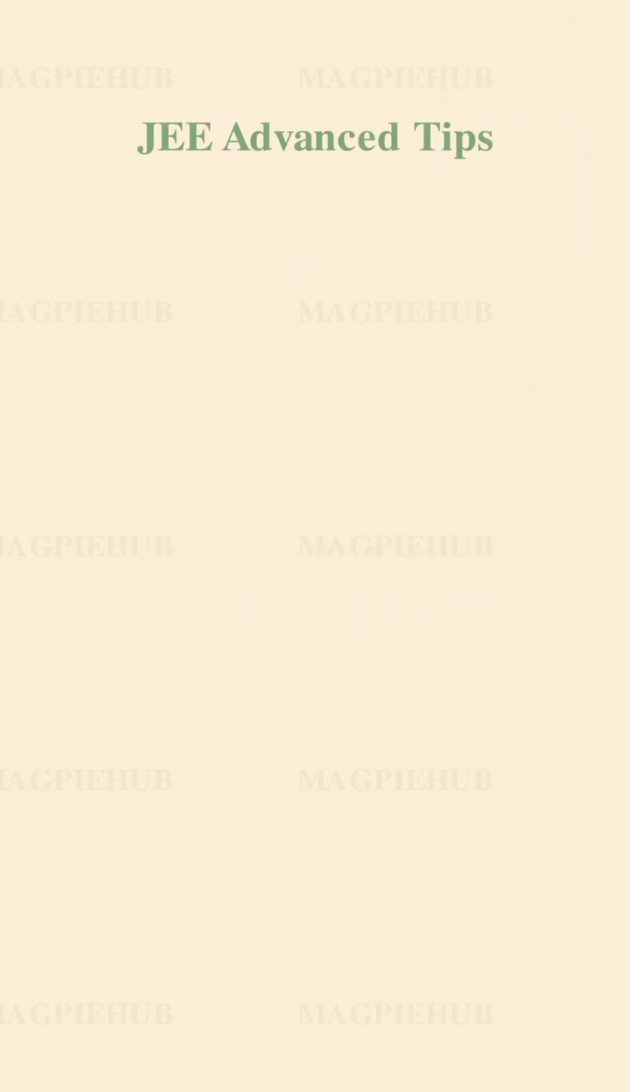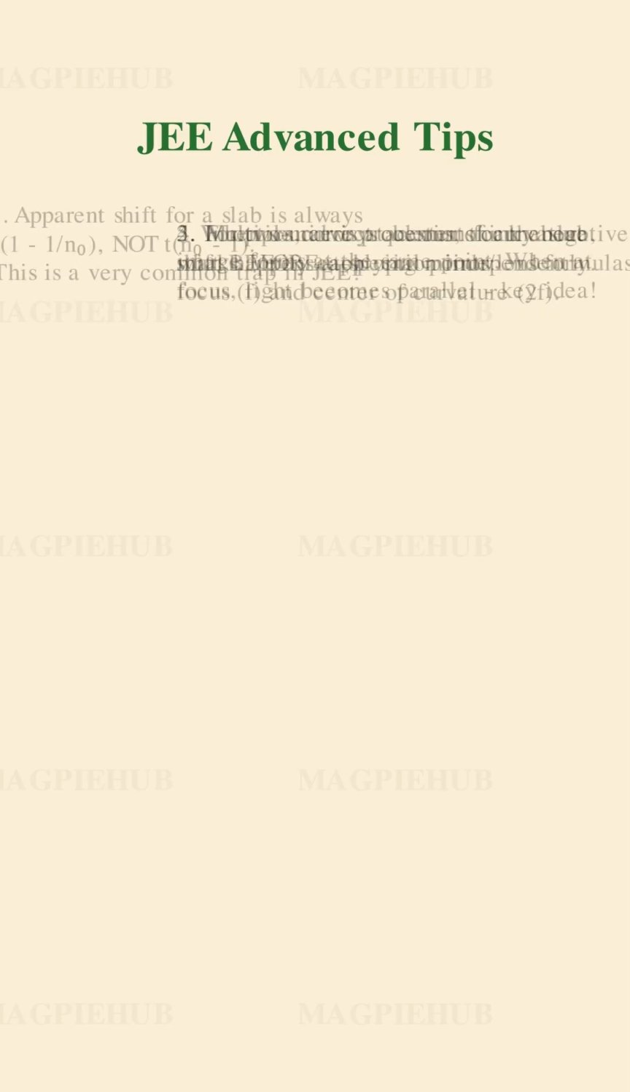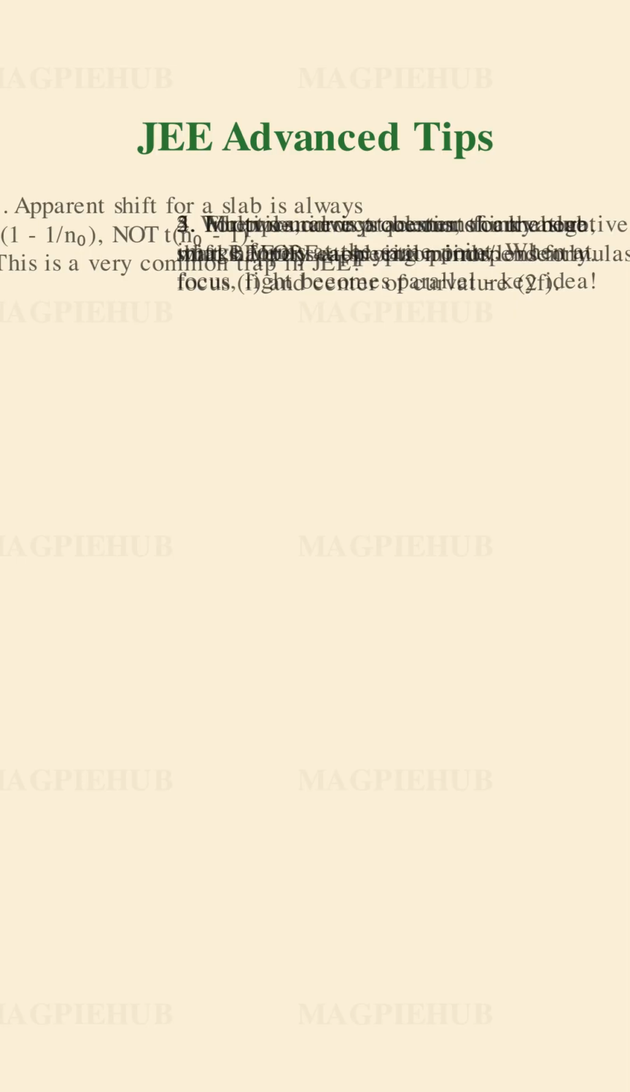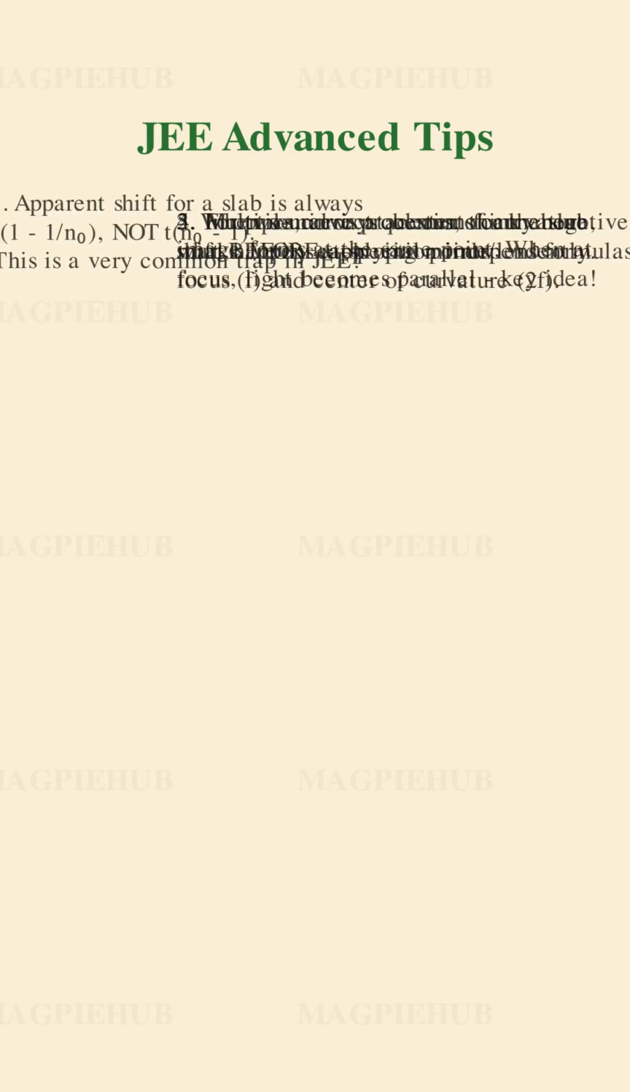Here are important tips for JEE Advanced optics problems. Tip 1. The apparent shift for a glass slab is t times 1 minus 1 over n0. Do not confuse it with t times n0 minus 1, which appears in lens and prism formulas. This is a very common trap. Tip 2. In problems with two mirrors facing each other, always consider what happens when the object is at the focus f or at the center of curvature 2f. These are the key special points.